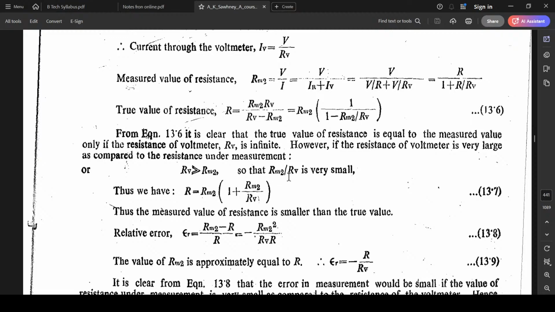Okay, let's see. It is very small, yes, indeed. What? It is very small, so 1 plus, it is plus. Thus, the measured value of resistance is smaller than the true value. It should be smaller than the true value. Error is the same.